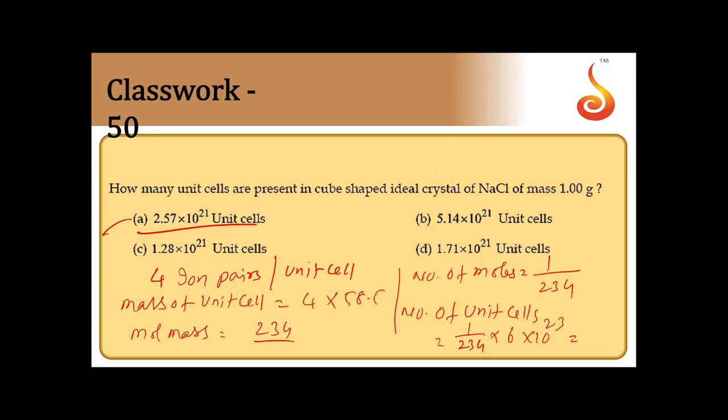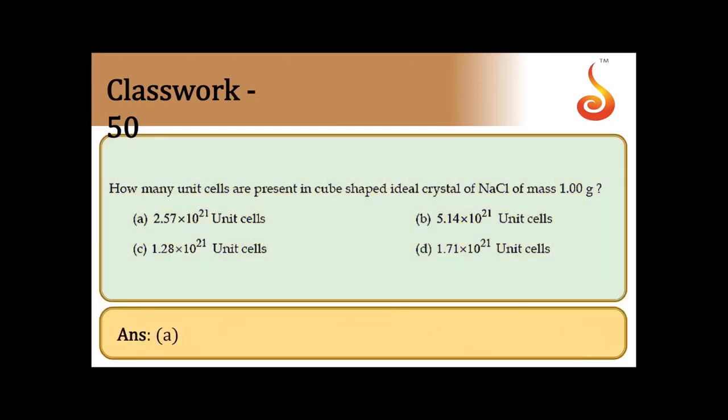So 4 ion pairs are there per unit cell, and we found out the molar mass of the unit cell, that is 4 into 58.5, and then they are given the mass of NaCl. We found out the number of moles of NaCl unit cells, then multiplied the number of unit cells by Avogadro's number. We got the answer as A. So the 50th one is answer A. Thank you.